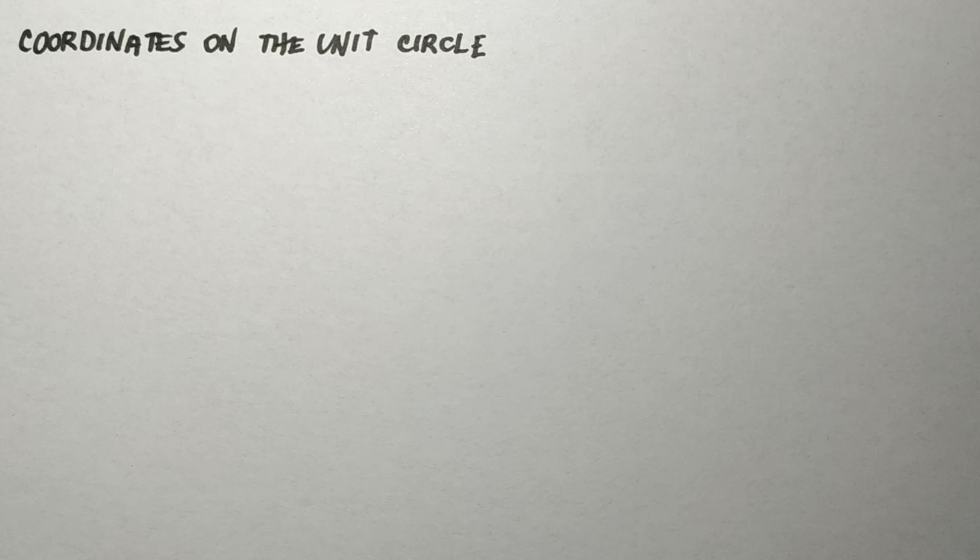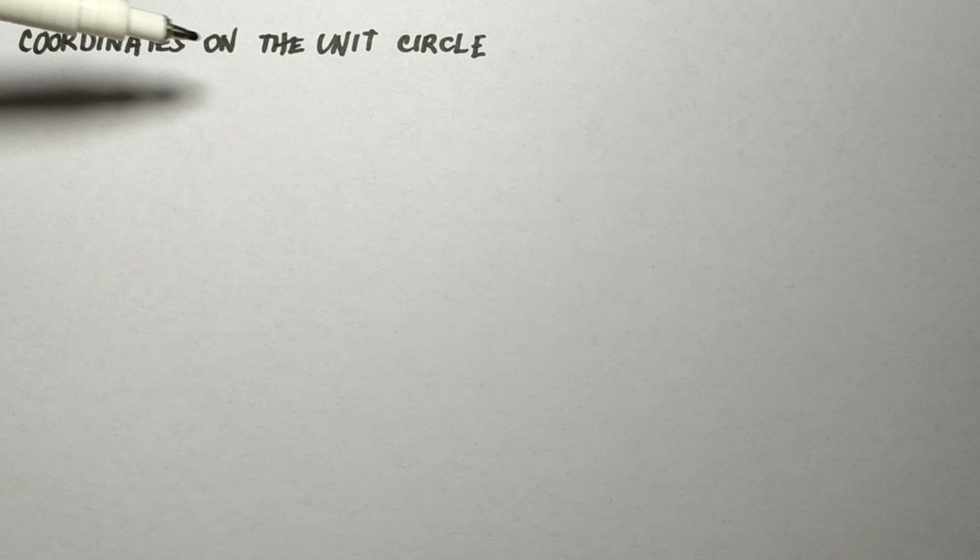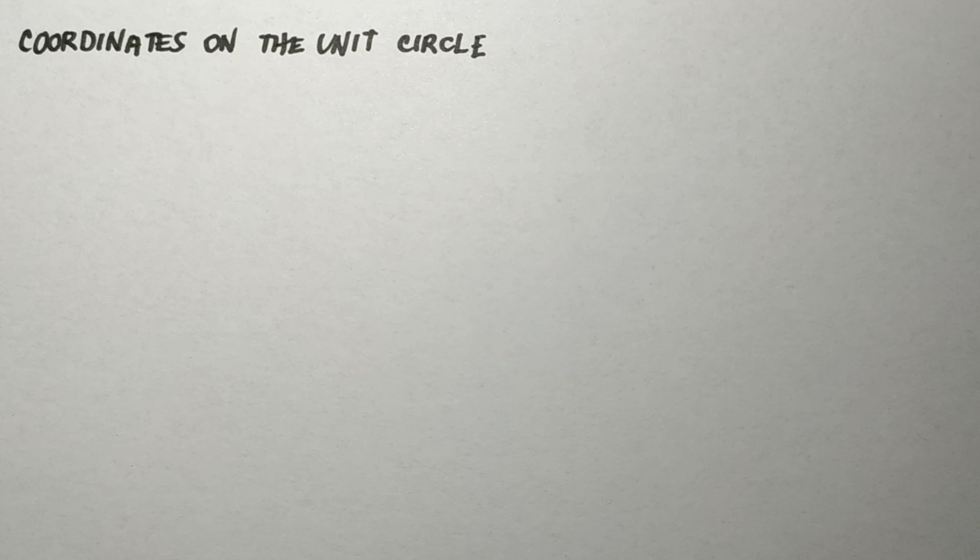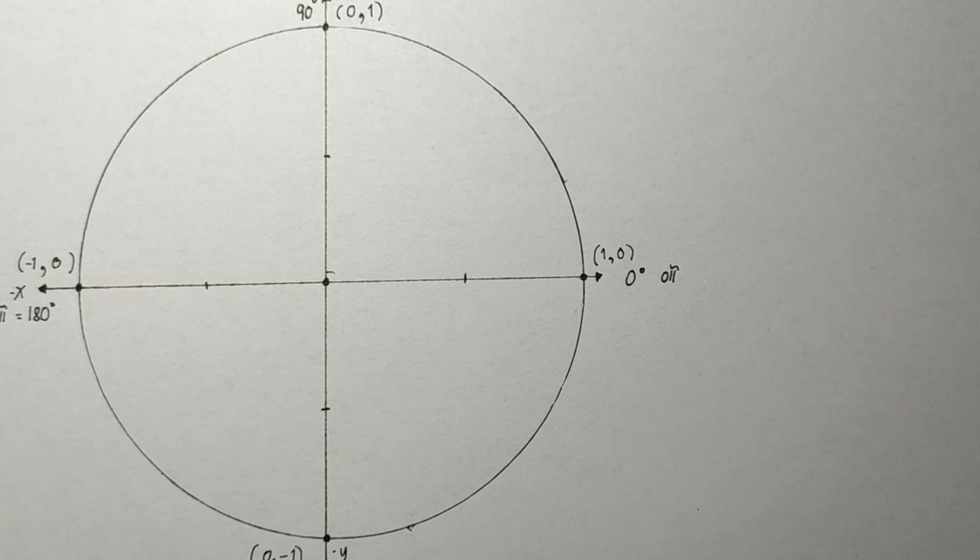So today's video, I'm going to teach you how to find the coordinates on the unit circle. So pag sinabi nating unit circle, ang kanyang measurement is 1. Okay? Meaning to say, yung measure ng radius is 1. So, i-divide muna natin ngayon ang unit circle. Okay, so nahati ko na yung ating unit circle.